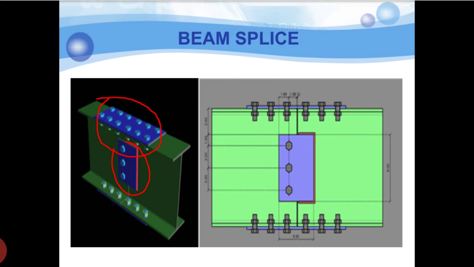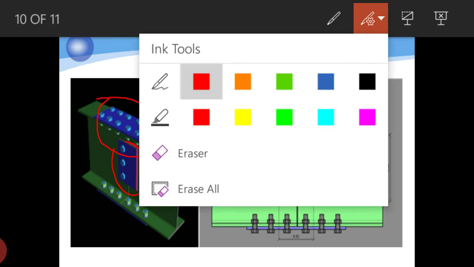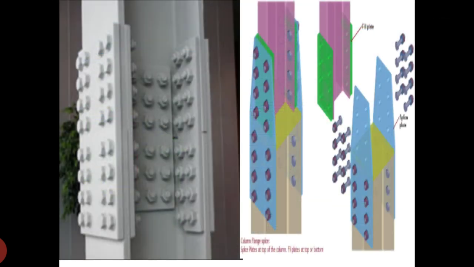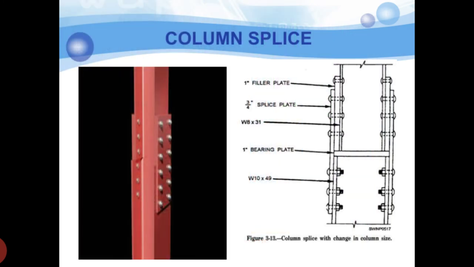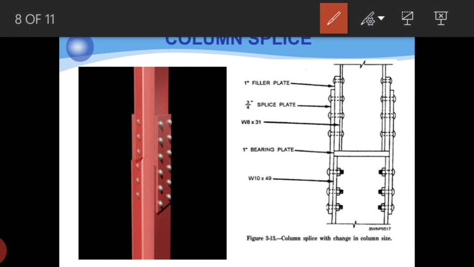And why is splicing required for a column as well as for a beam? These are provided when the available length is less than the required length of the member. Suppose in a building we require a 5-meter length of column, but the section available is only 3 meters. To make a length of 5 meters, two pieces of the sections are joined. To join those two pieces, plates are used. They are called splice plates.